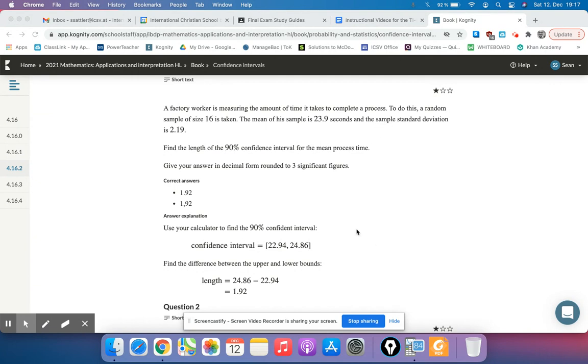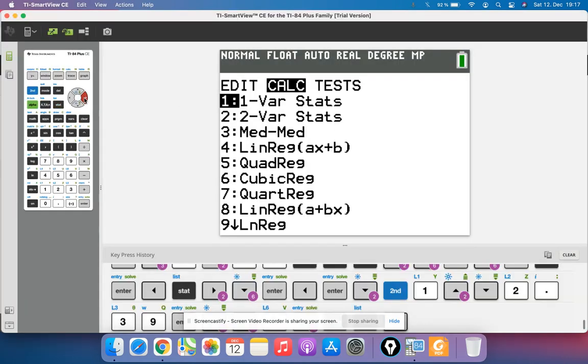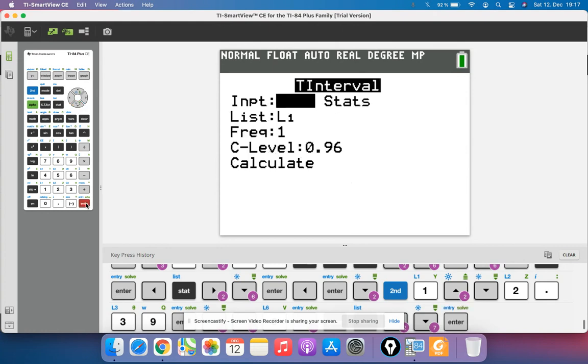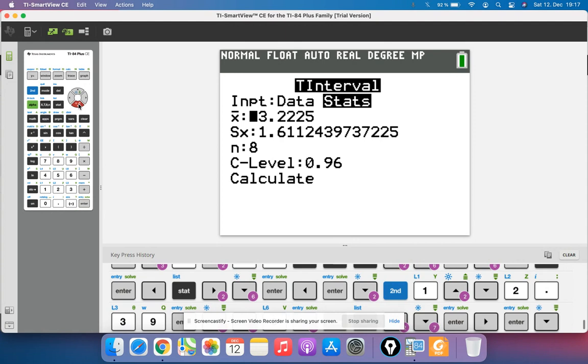So here we're given statistics. So I want to go to stat tests, and the keyword being sample standard deviation. So that tells us to use the t interval instead of the z interval. So I go to stats, and now I just type in the mean, and notice it puts Sx. That's the sample standard deviation.